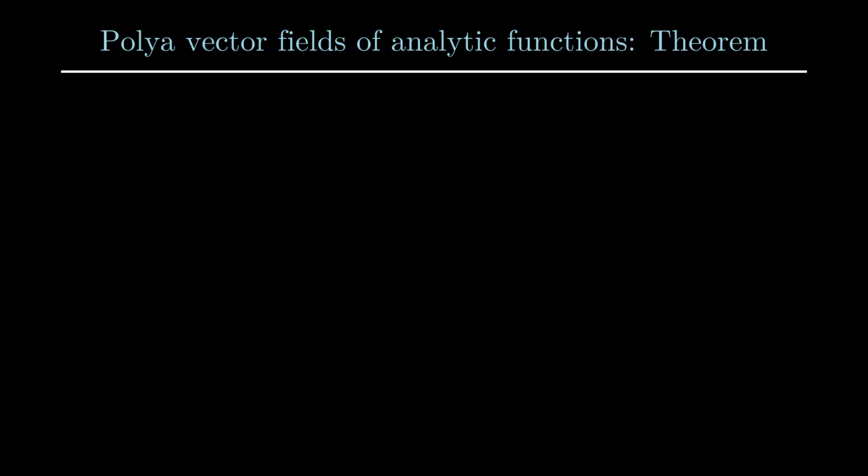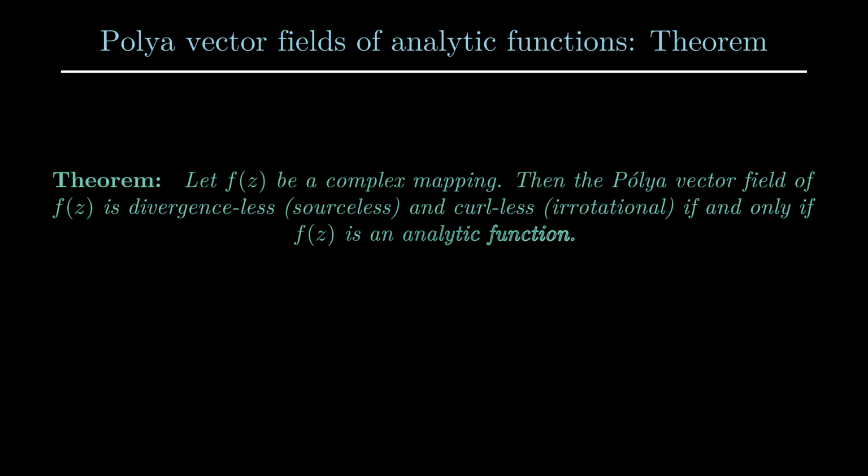Now we'll introduce a relation between Polya vector fields and analytic functions. Let f be a complex function, then f is analytic if and only if its Polya vector field is both divergenceless and curlless. In other words, this field has no source and is irrotational.